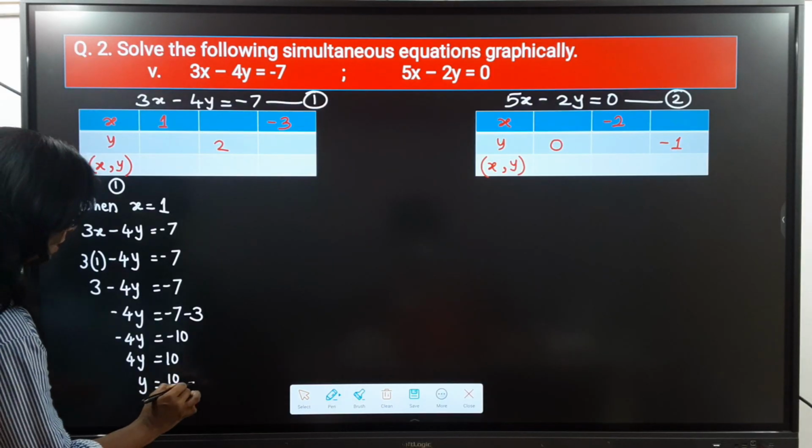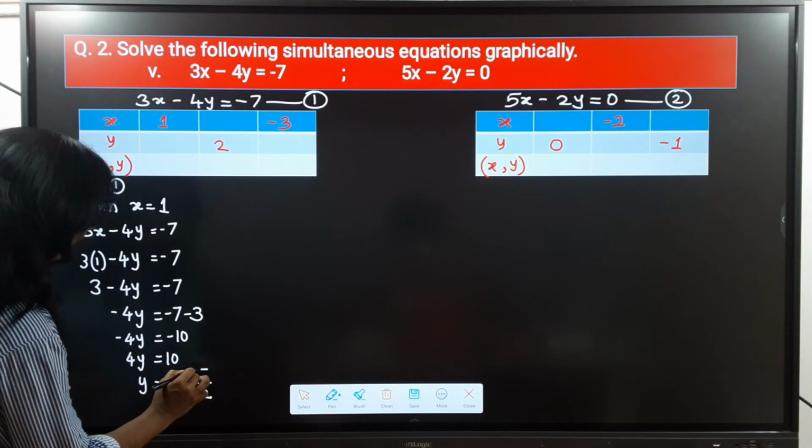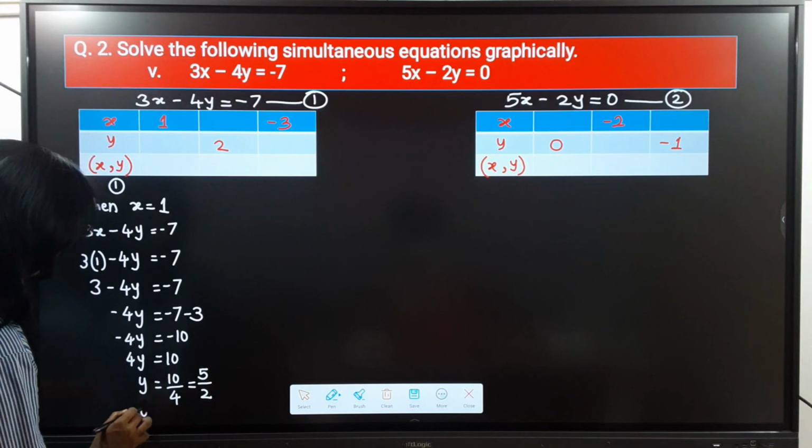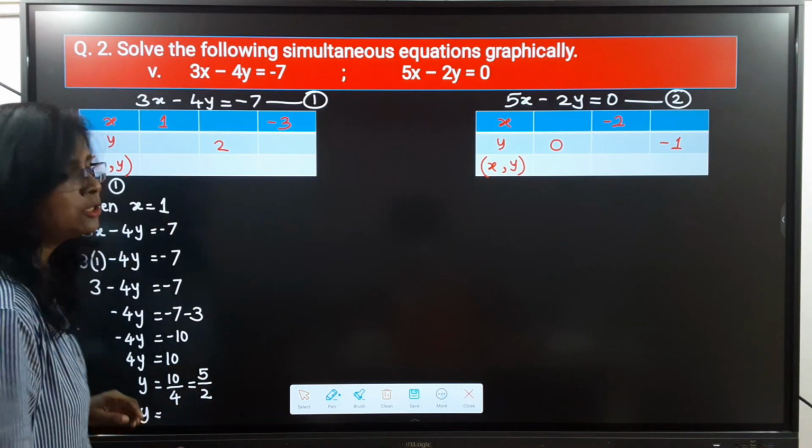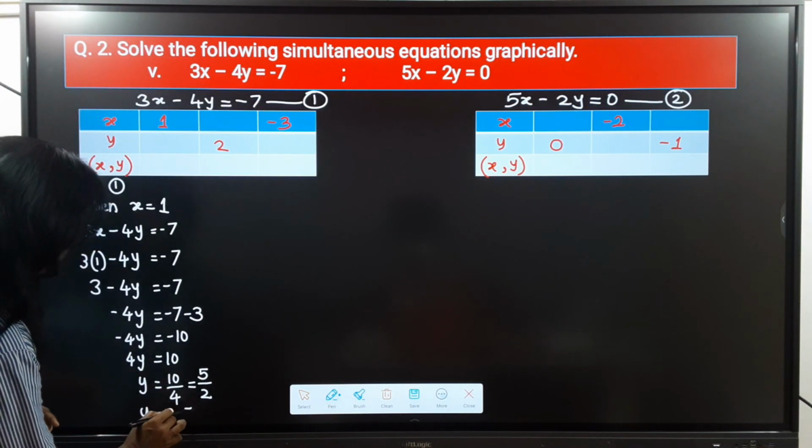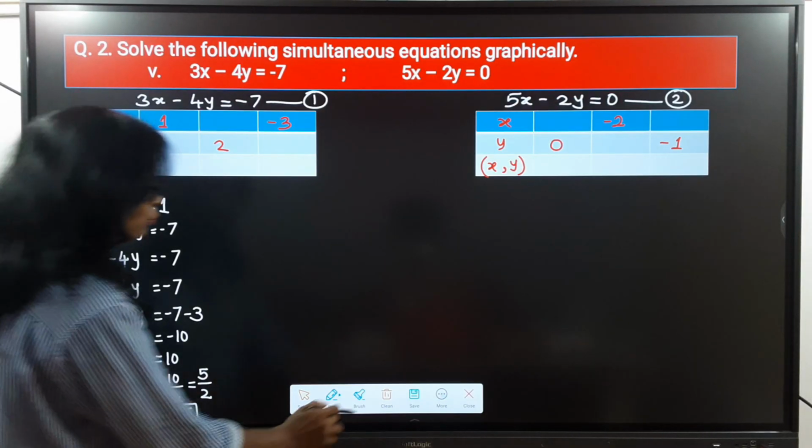Now here we simplify this. So 2 2s are 4, 2 5s are 10. Then here again we can simplify 5 upon 2 in decimal form, students. So 5 upon 2 means 2.5. So y is equal to 2.5. Therefore we write y is equal to 2.5.